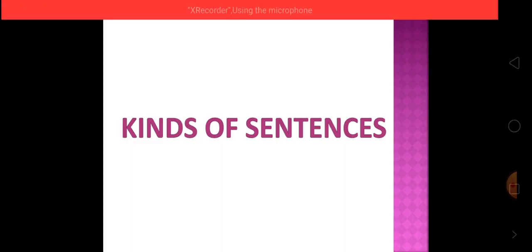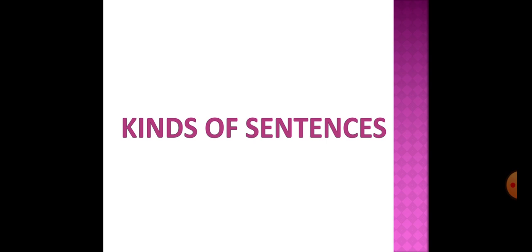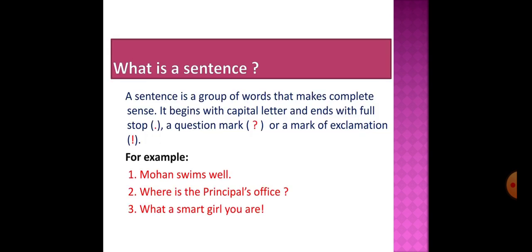Hello students, today we will learn about kinds of sentences. Before we begin, we should know what a sentence is. A sentence is a group of words that makes complete sense. It begins with a capital letter and ends with a full stop, a question mark or a mark of exclamation.